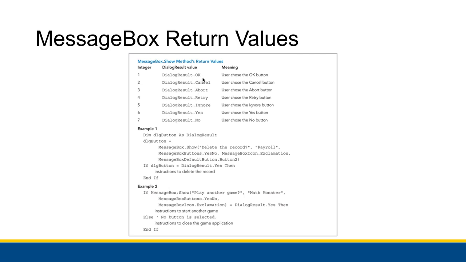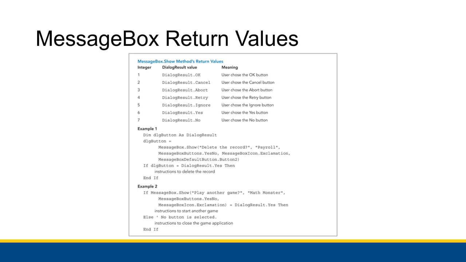DialogResult.OK is a constant that just holds the integer 1. .Cancel is a constant that holds the integer 2. Abort is 3, retry is 4, ignore is 5, yes is 6, no is 7. And you can use these constants to check the result of a message box, because whatever the user chose, it will get returned as one of those integers.